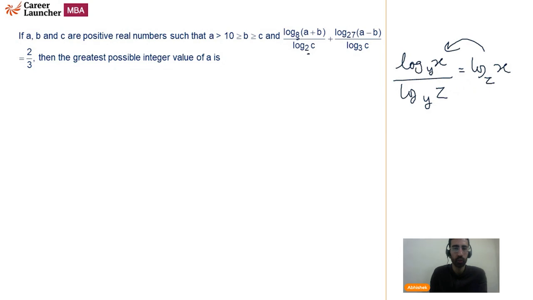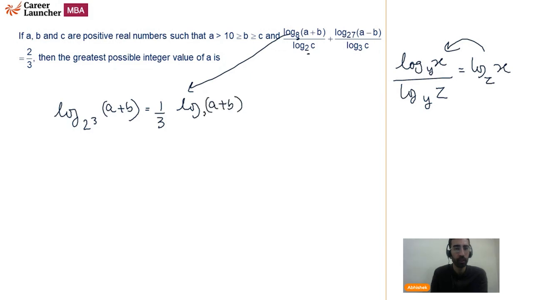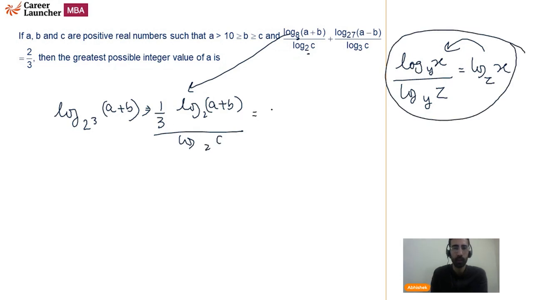If I change this to 2 cube, again we ought to know that log to the base 2 cube of a plus b can easily be written as the power of the base comes out in the denominator. 2 to the power 3, 3 will appear in the denominator, right? And then you're left with log of a plus b to the base 2. And of course, I'll keep 1 by 3 aside, log of c to the base 2. Using this rule, what do I end up with? Log of a plus b to base c and the 1 by 3 separately.